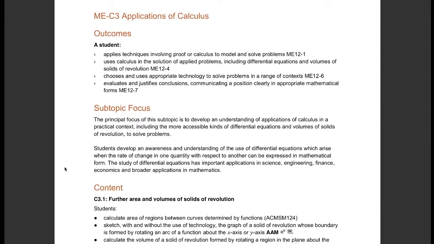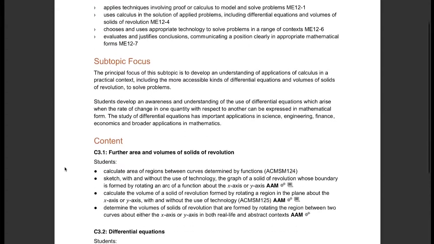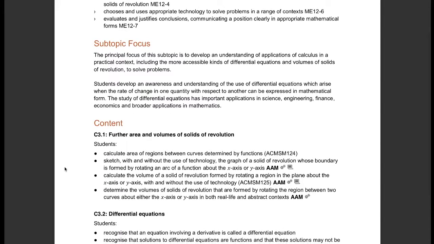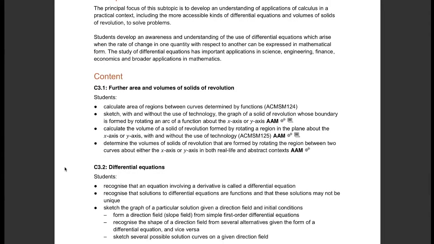The applications of calculus builds further upon the further calculus skills. We will learn how to calculate further area, such as the area between curves, but also the volume of a solid of revolution. That is when a curve is rotated around the x or y axis.